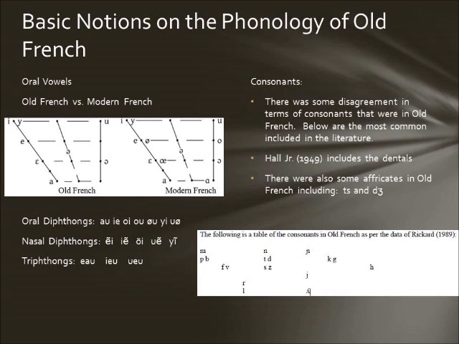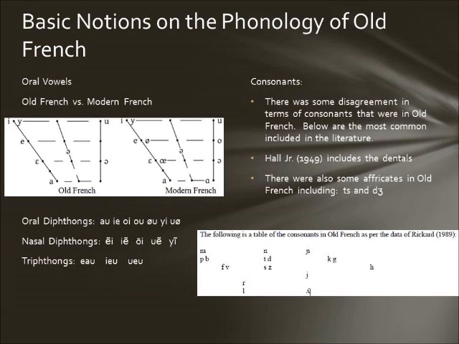So for the first one, when we look at the triphthong EAU, it would be pronounced EAU, and that's the French word for water. But now EAU is simply pronounced O and is no longer the triphthong. Just looking at the oral vowels, you can see there really aren't many differences, but one striking remark is that there's no closed O in Old French, but there is a closed O in modern French.